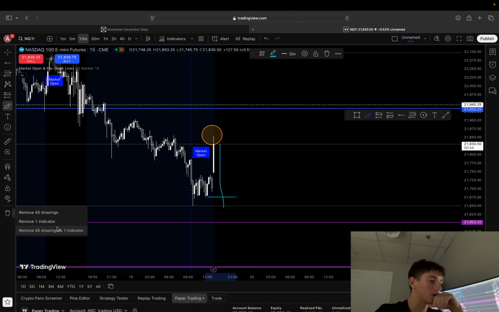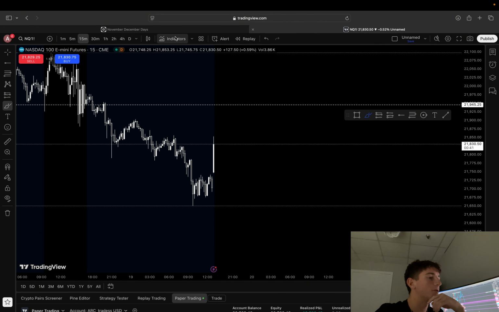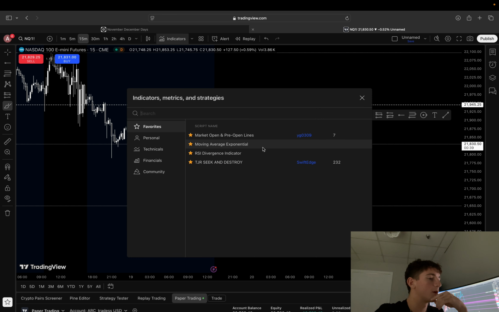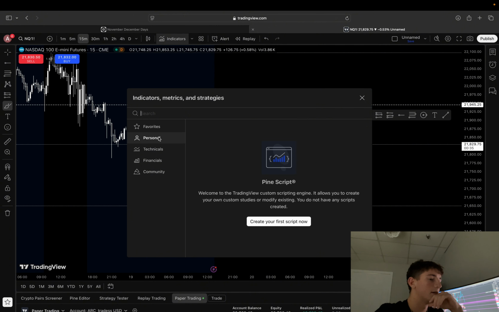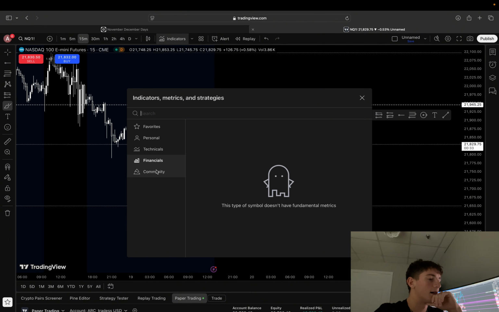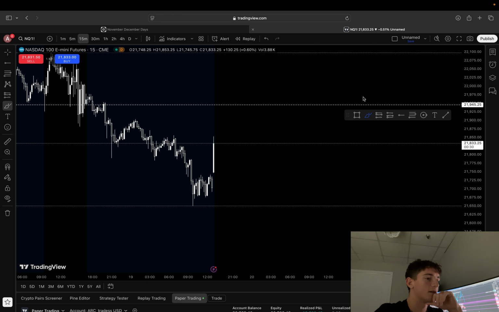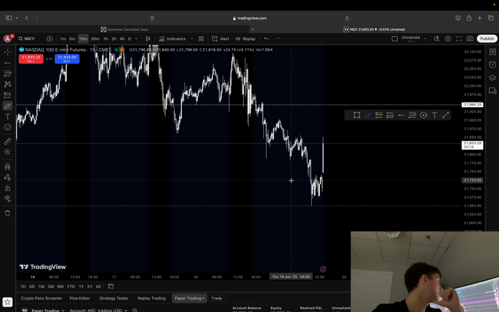Yeah. Okay, cool. And everybody that's trading with me, use the market open and pre-open lines. It helps with everything, honestly. Instead of having to calculate the times, you can just have it marked open. It's way easier to find London session open, New York session, Asia session, whatever. I have all that on my paper trading setup right now. All right, then you're good.